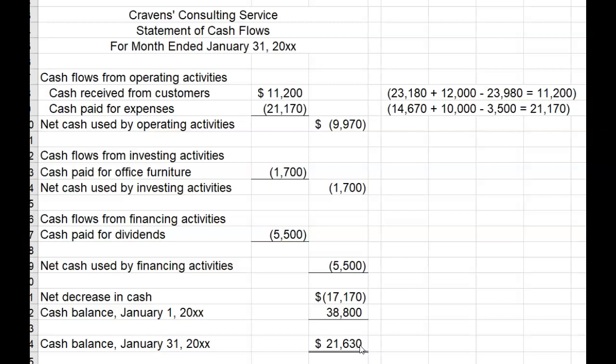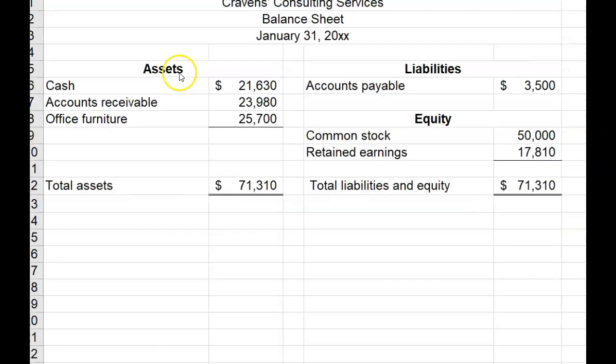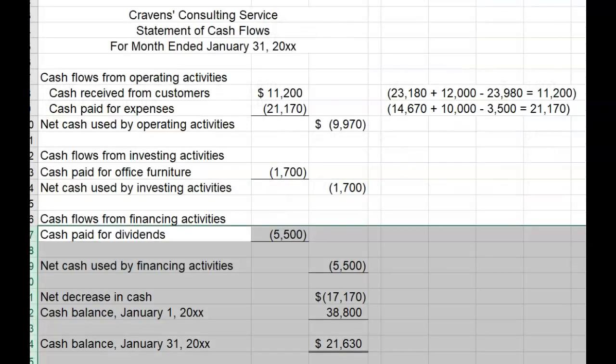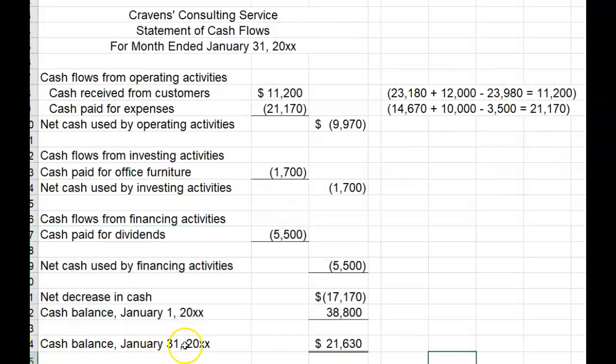We need to compare the cash balance shown at the end of our cash flow statement with the cash balance shown in our balance sheet. Cash shown on the balance sheet was $21,630. Ending cash shown on our statement of cash flows is the same number. If they are not the same number, then it would mean that one or more errors were made on your statement of cash flows that you would need to fix.